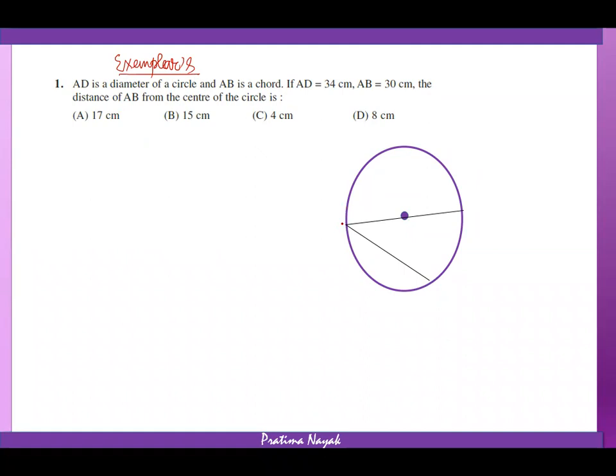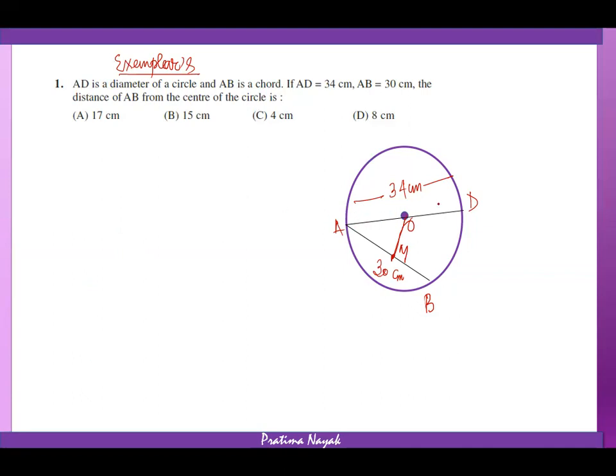AB is a chord and AD is the diameter. AD is 34 centimeter. AB is equal to 30 centimeter. Then what you have to find? You have to find the distance of AB from the center. When you say distance, that means it's a perpendicular distance. I have to get OM. How to get it?